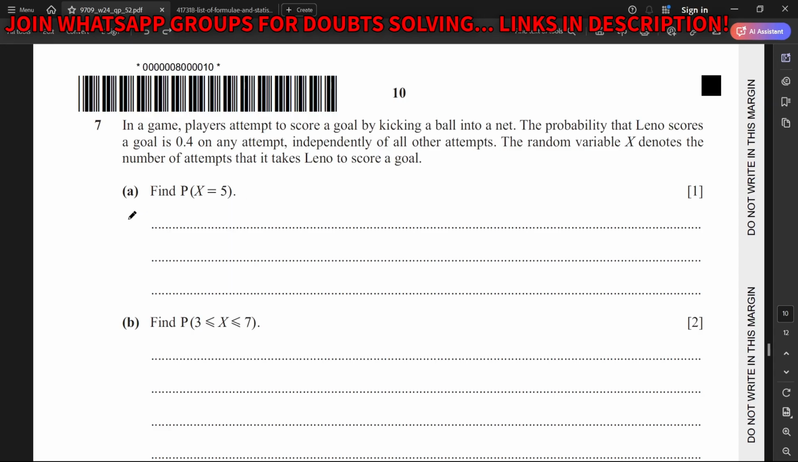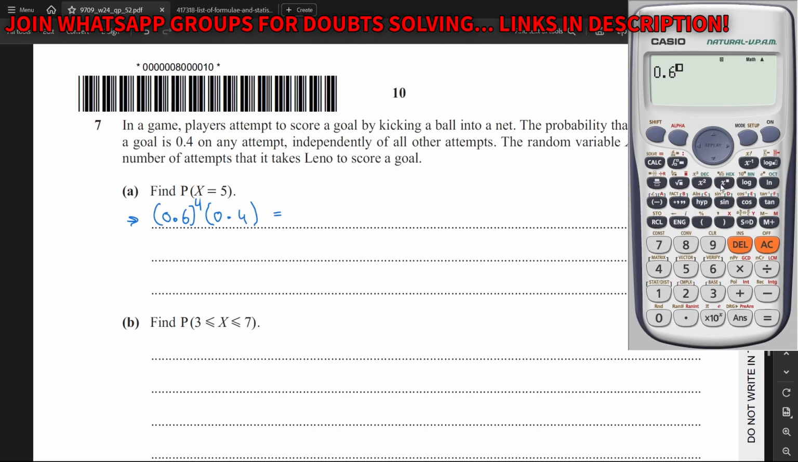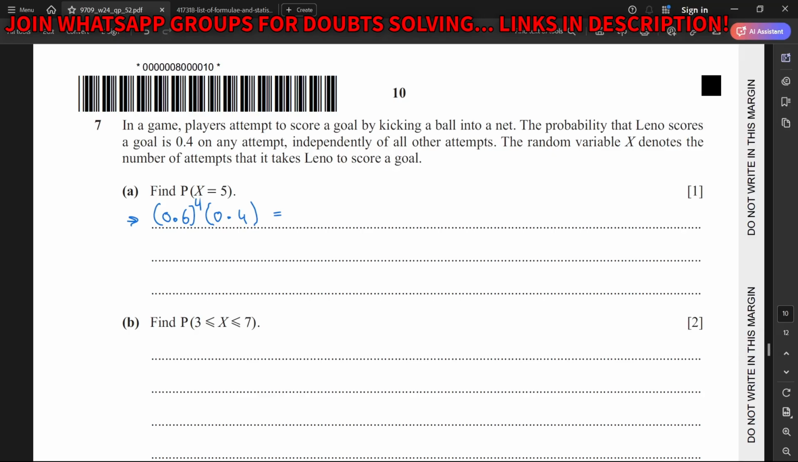And therefore, because there are 5 attempts that was taken by Leno to score a goal, the first 4 attempts were failure. So if the probability of success is 0.4, the probability of the failure will be 1 minus 0.4, which is 0.6. So for 4 failures and then the success, that will be our formula according to the geometric distribution. And if I solve this using my CAIE, I'll be getting 0.6 power of 4 into 0.4, and the answer is 0.0518. And that is my first answer for question 7.